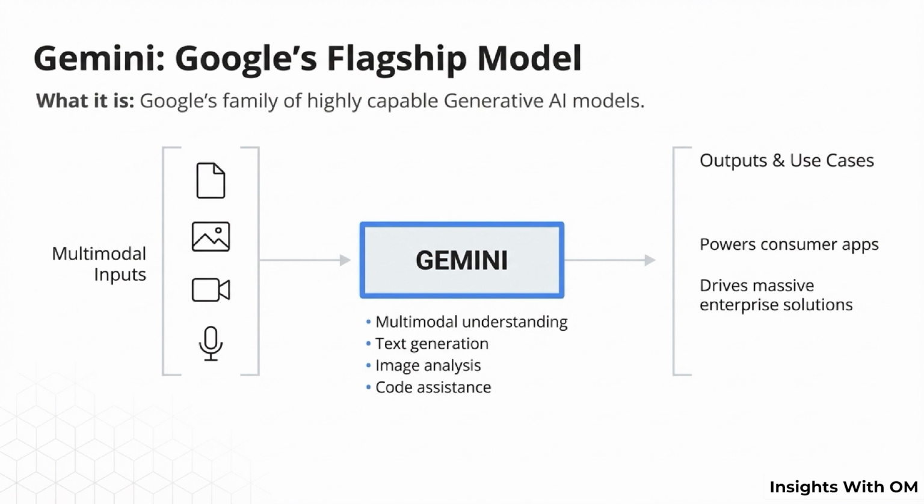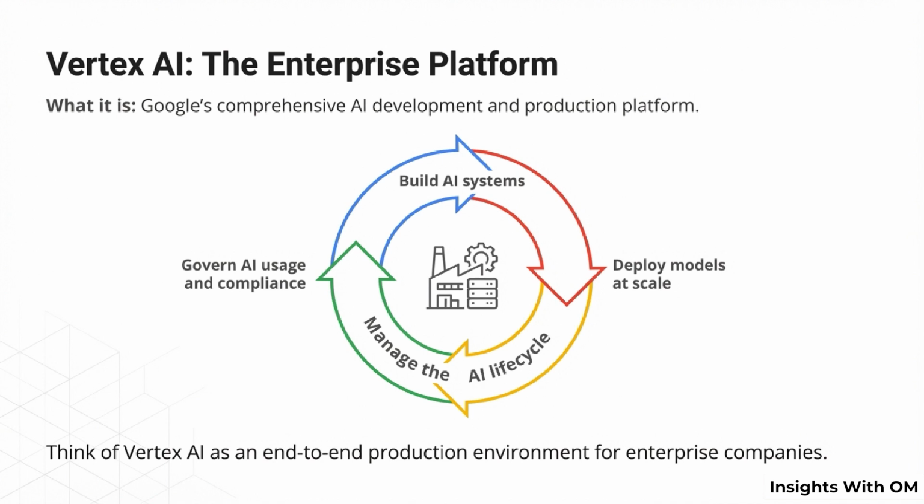Another critical platform is Vertex AI, which is Google Cloud's unified environment for building, deploying, and managing AI systems. If Gemini is like the brain of the AI system, then Vertex AI is like the entire factory that produces, manages, and operates AI applications. Companies use Vertex AI to train models, deploy them into production, monitor their performance, and ensure proper governance. Together, these tools form a complete ecosystem that allows businesses to design, build, and operate AI-powered solutions.